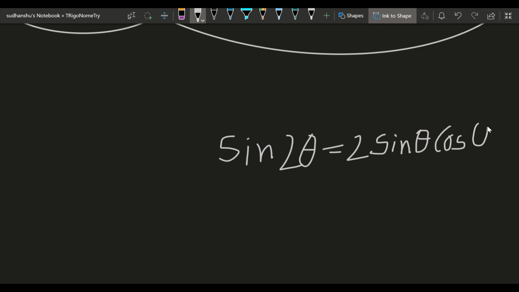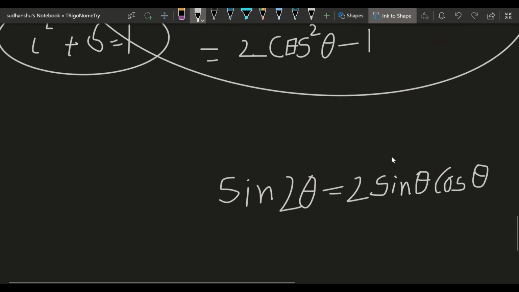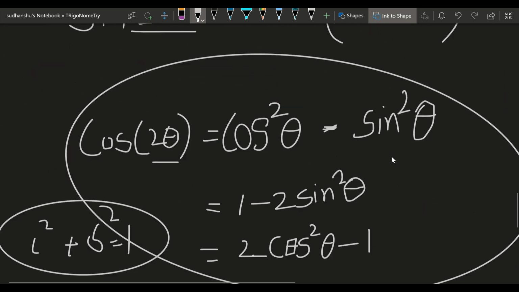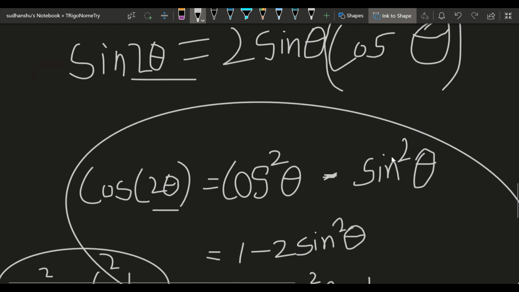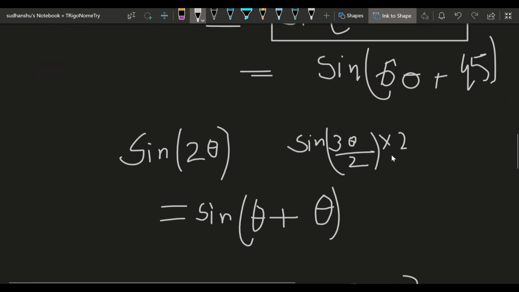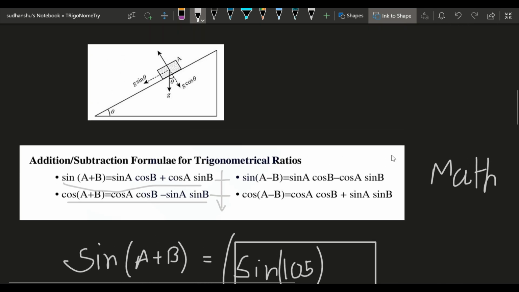And these three formulas, if you remember, I don't think any manipulation that you will need is beyond this, except for the ASCT rule. Any other manipulation you won't need.